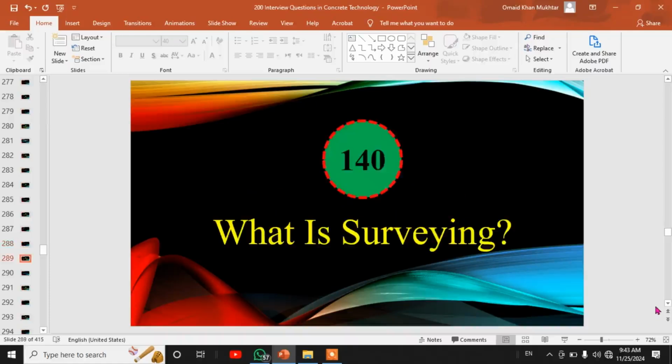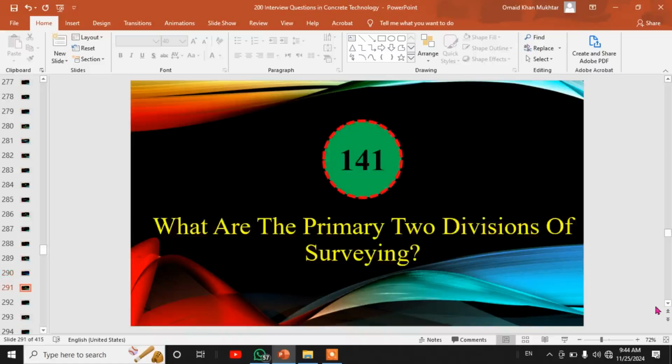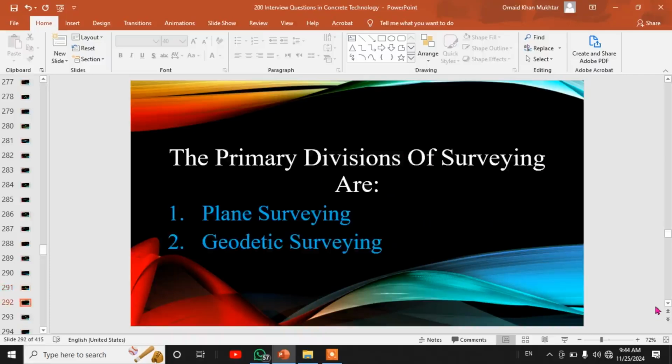Surveying. 140. What is surveying? The branch of science helps determine the relative positions above or beneath the Earth's surface through direct and indirect measurements of distances, directions, and elevations. 141st. What are the primary two divisions of surveying? The primary divisions of surveying are plane surveying and geodetic surveying.